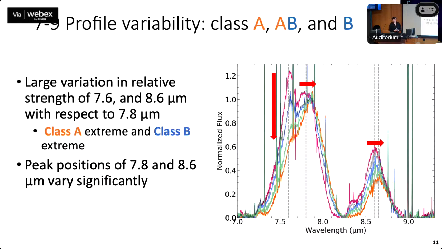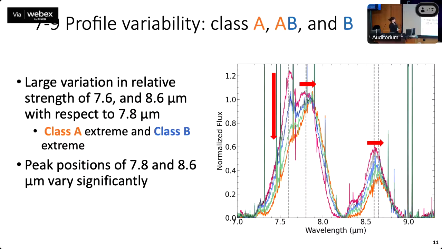Okay, next we look at the 7 to 9. Here we see very significant changes. First, I'll explain that the 7.7 feature is broken up into two components here, the 7.6 and the 7.8. And depending on which component is more dominant, you have either a Class A or a Class B. In a Class A profile, 7.6 is more dominant, and that is typical of more processed PA species. And in a Class B profile, you have the 7.6 being weaker than the 7.8. So that's more typical for unrefined PA species.